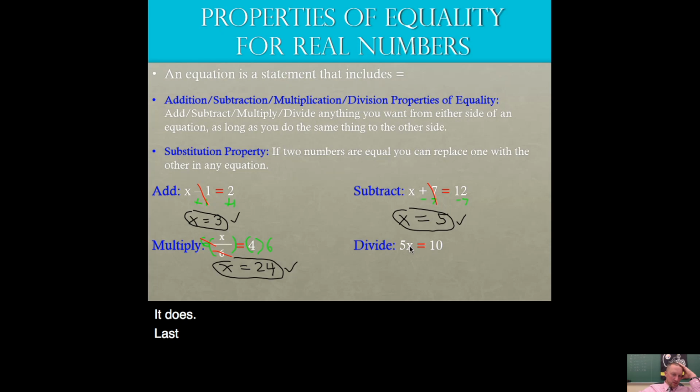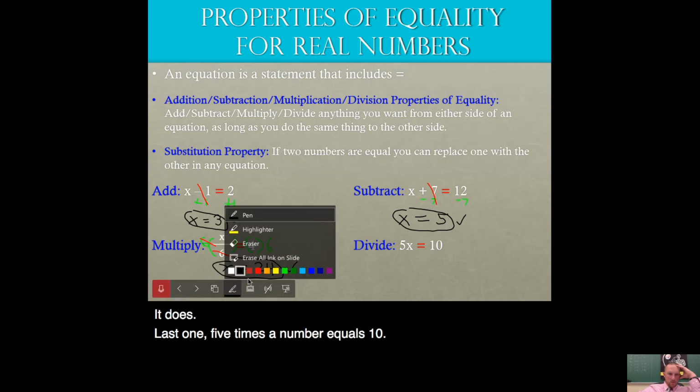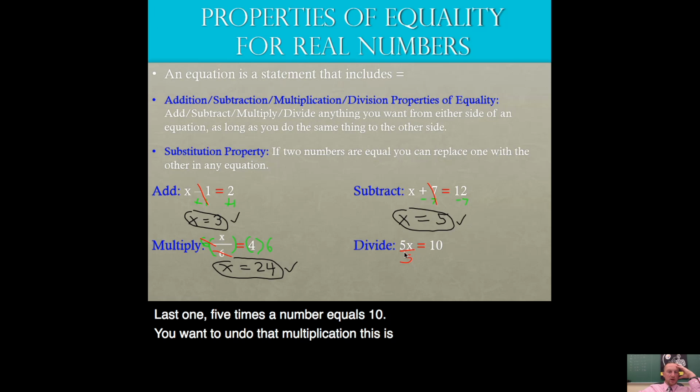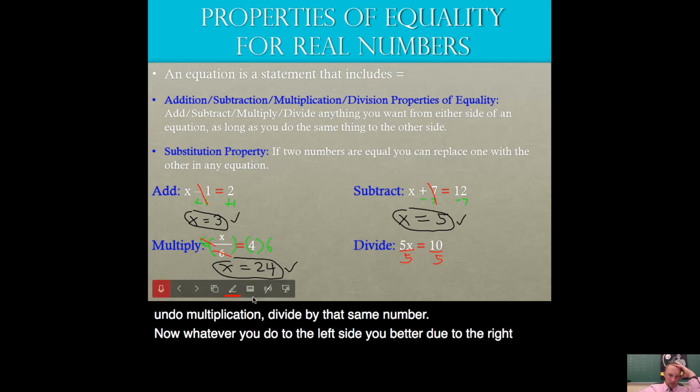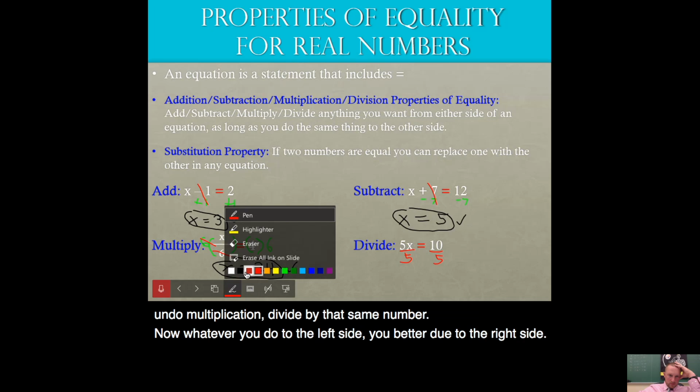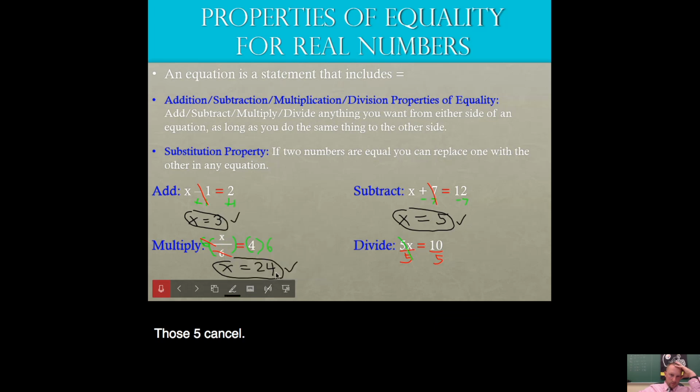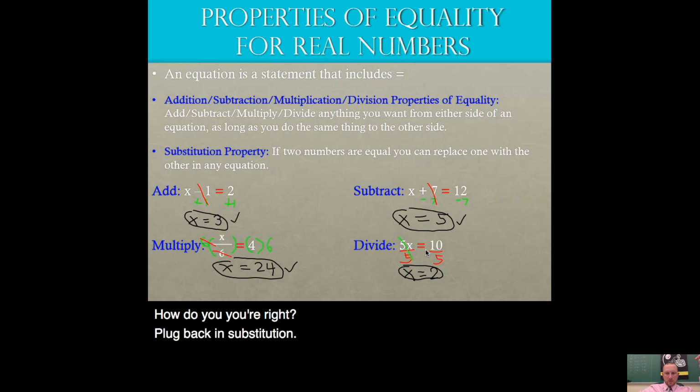Last one. 5 times a number equals 10. You want to undo that multiplication. This is 5 times a number. So to undo multiplication, divide by that same number. Now, whatever you do to the left side, you better do to the right side. Those 5's cancel. So you get x all by itself. 10 divided by 5 equals 2. How do you know you're right? Plug back in. Substitution. 5 times 2 equals 10. That's a review.